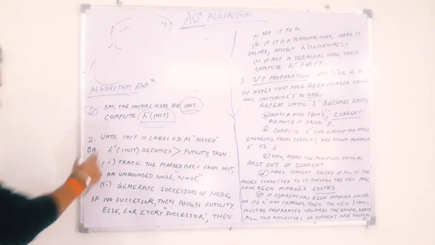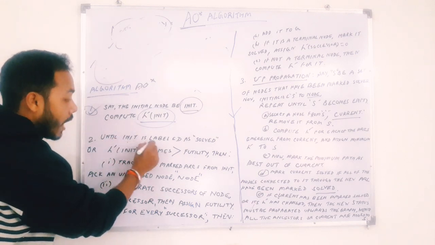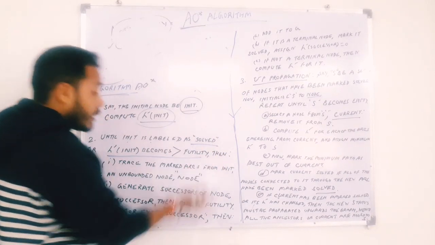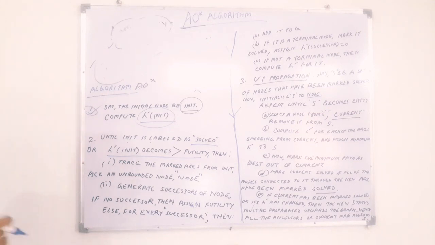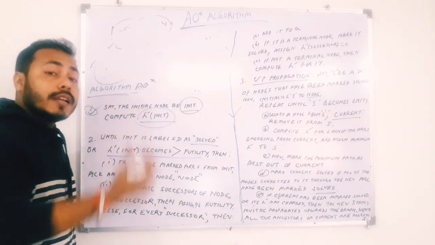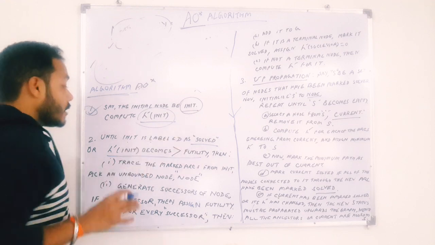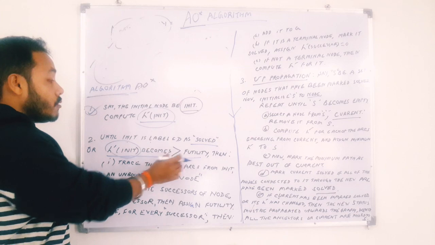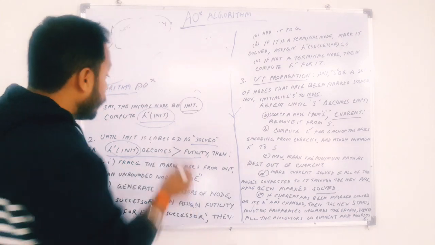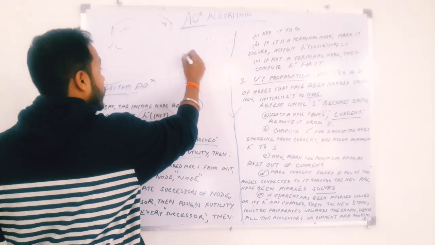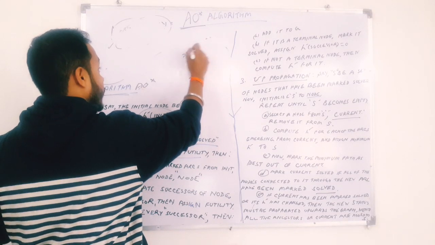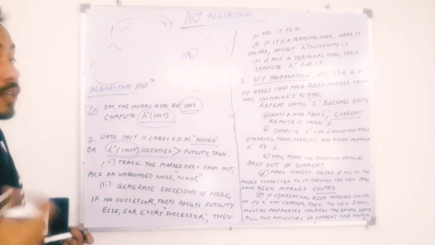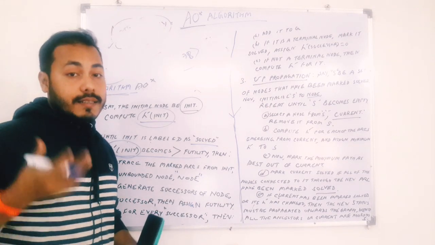Then the second step: until init is labeled solved, or h dash of init becomes greater than futility, these sub processes will continue. That means until we reach the goal node and solve it, or suppose the h dash of init value is something like 78, whatever the value, that is greater than the futility. Futility means we do not want to generate successors because its value is too high.